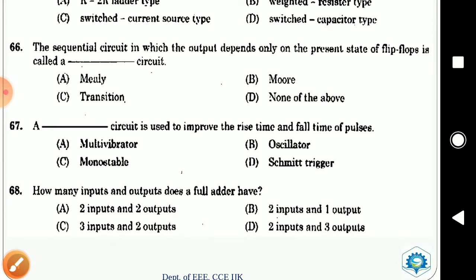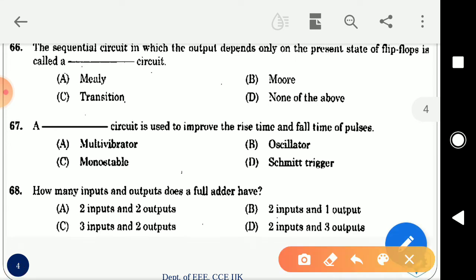Moving on to question 66. It was a cancelled question, so we can move on to the next question, 67. A dash circuit is used to improve the rise time and fall time of pulses. The answer is Schmitt trigger.